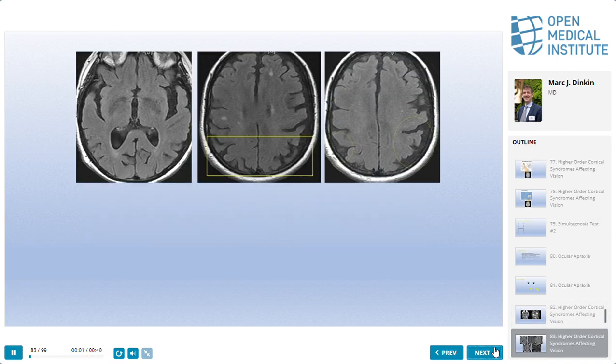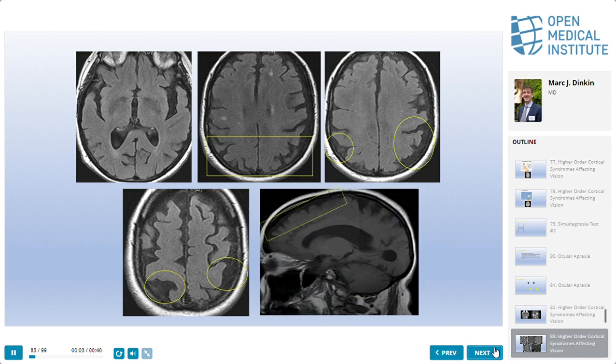Her MRI was read as normal. Is this MRI normal, everybody? What's wrong with it? Yeah, a lot of atrophy in the parietal lobe. The frontal lobe looks not so bad. So what disease is this?